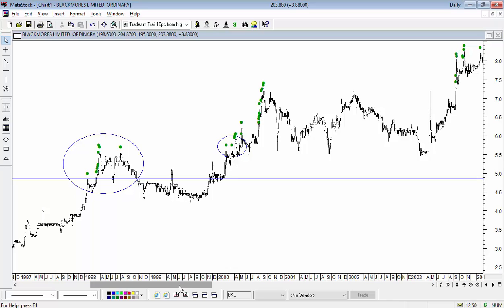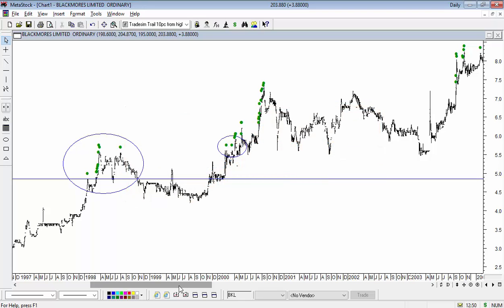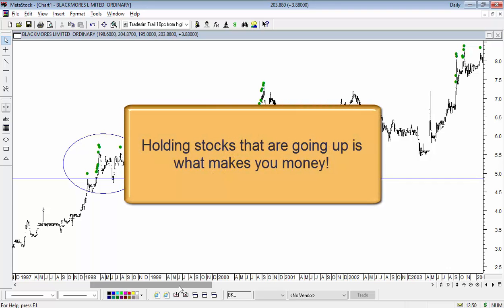I've had countless new clients come to me before they get into my Enlightened Stock Trader Development Program, and they're holding onto this portfolio that's losing money. And I have a look at the portfolio, and 9 times out of 10, half the stocks or more in the portfolio are moving down strongly. Now, if you only ever held stocks that are moving up in your portfolio, then you're going to make a lot more money than if you keep holding on to trades which are losing.